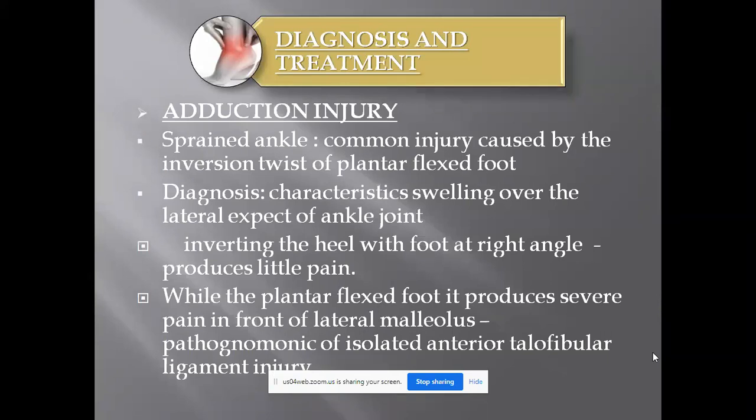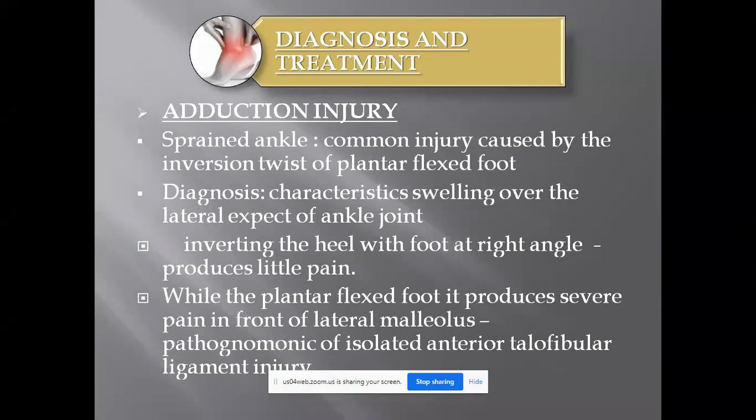We go with adduction injury, sprained ankle, a common injury caused by the inversion twist of a plantar flexed foot. Diagnosis characteristics: swelling over the lateral aspect of the ankle joint. Usually we see this swelling first whenever something happens to our ankle. If it is sprained or if we have any trauma related to the ankle, the first thing is the swelling over the lateral aspect of the ankle joint. Inverting the heel with the foot at right angle produces little pain.